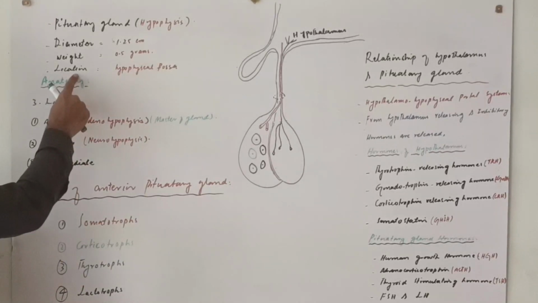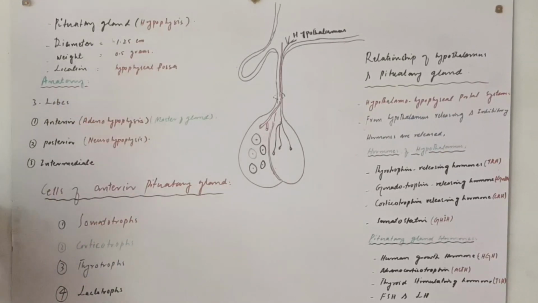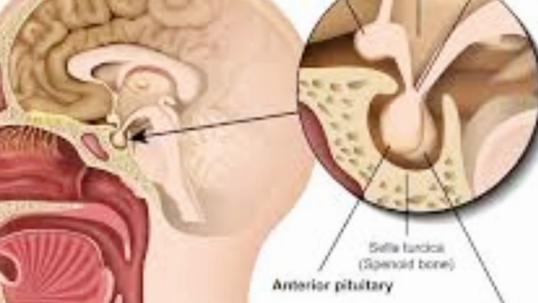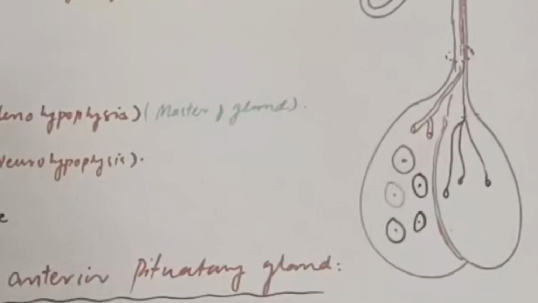Now what is the location of the pituitary gland? It is present in the hypophyseal fossa which is surrounded by the bony structure which is called the sella turcica in the sphenoid bone. Here you can see on the screen. Now the anatomy of the pituitary gland.